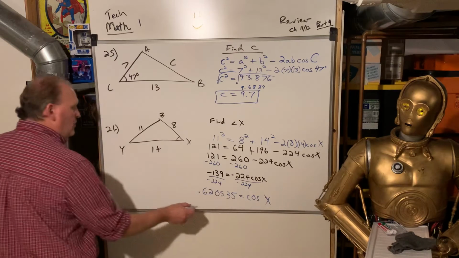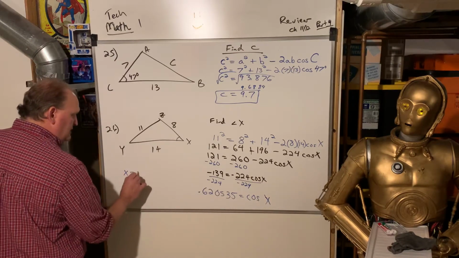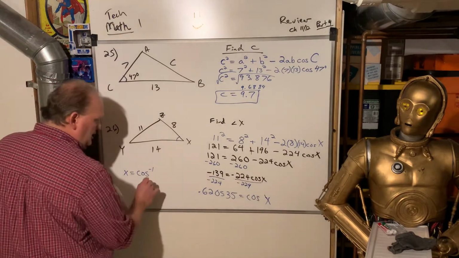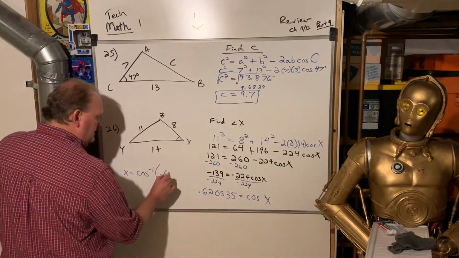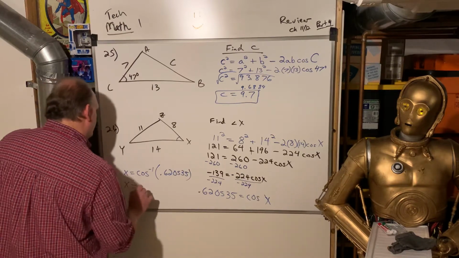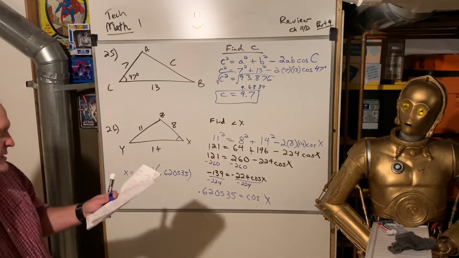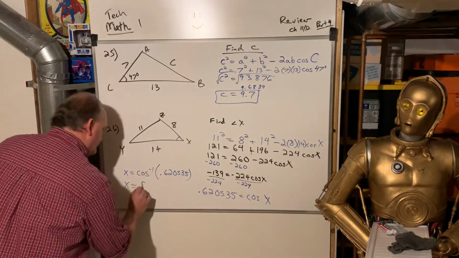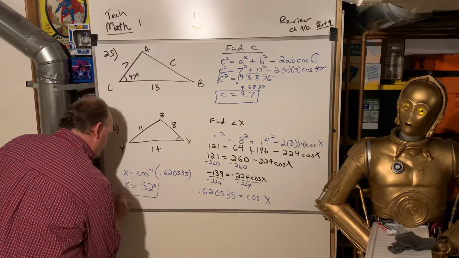All right, so now we're going to do the arc cosine. So x is equal to second cosine, that'll be cosine with a little negative 1 on it, that's arc cosine of 0.620535, and then hit enter. And round to the nearest whole degree, that's 52 degrees.